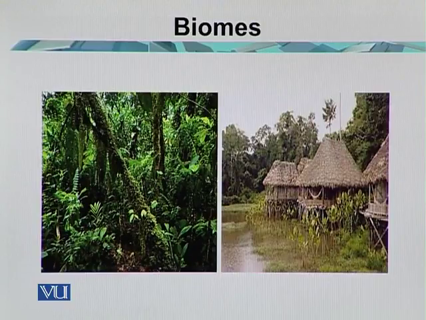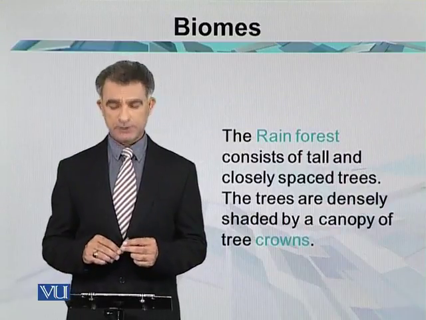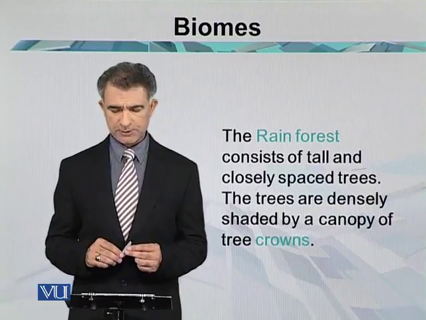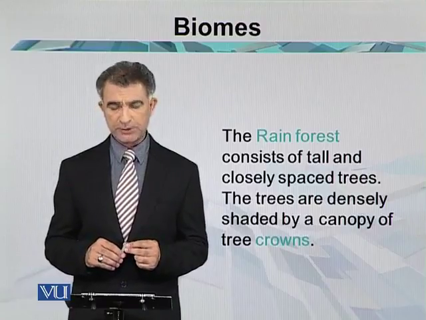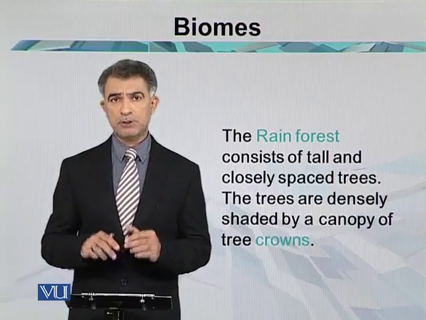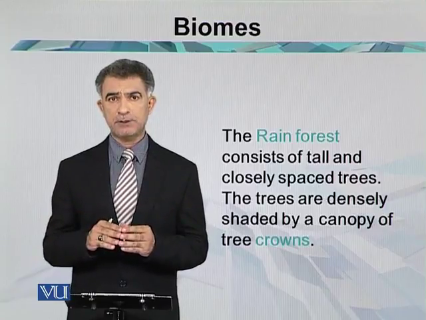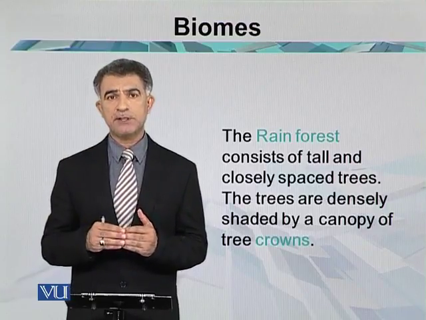A particularly important characteristic of the low latitude rainforest is the large number of species of plants and animals that exist in the form of certain animal and plant life. Equatorial rainforest contains as many as 3,000 tree species within a few square kilometers. So the rainforest consists of tall and closely spaced trees. The trees are densely shaded by a canopy of tree crowns. So sometimes the crowns are very thick and it stops the rays which are coming from the sun.